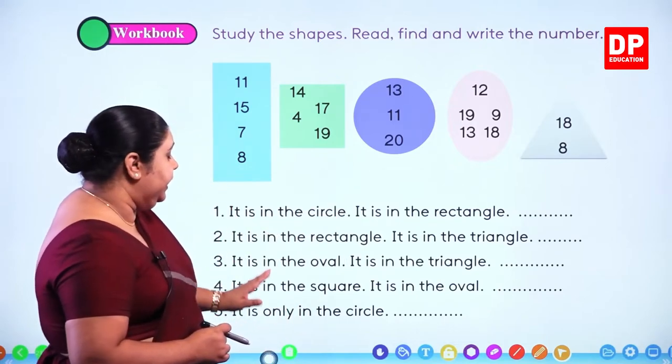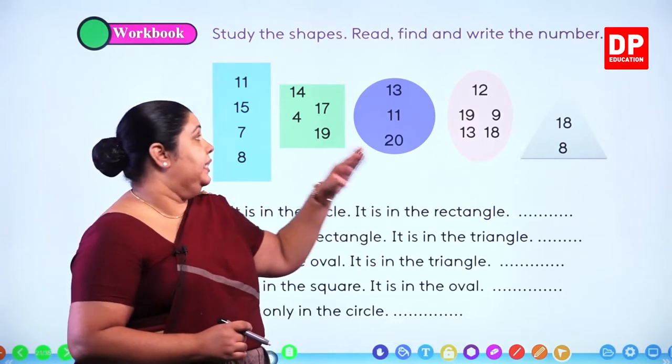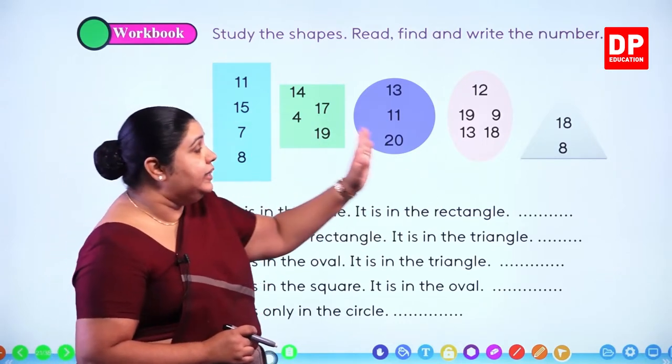Number 4. It is in the square. It is in the oval. It is in the square as well as in the oval.